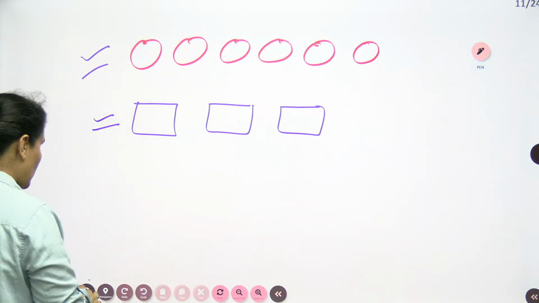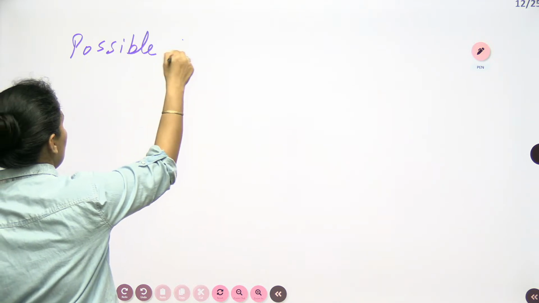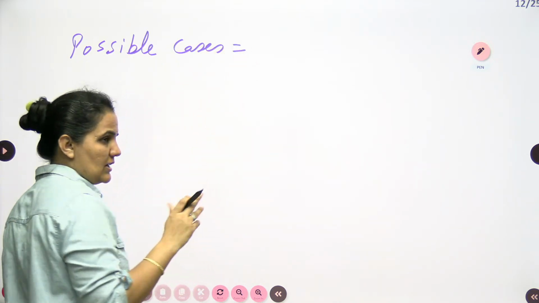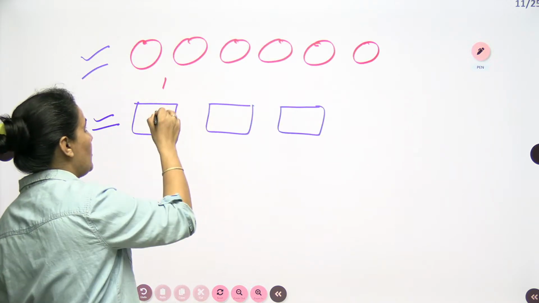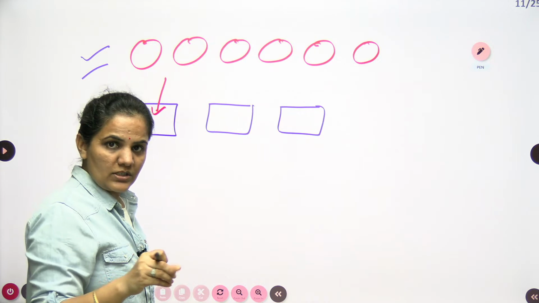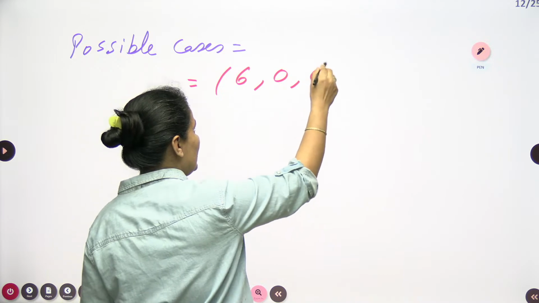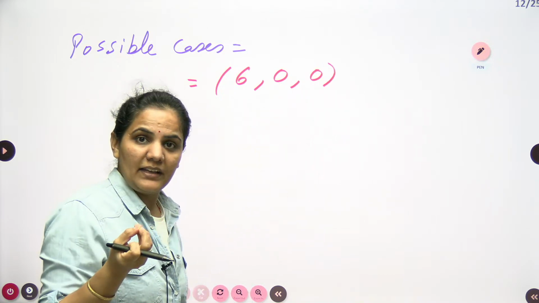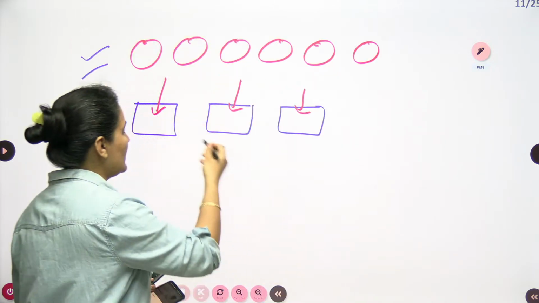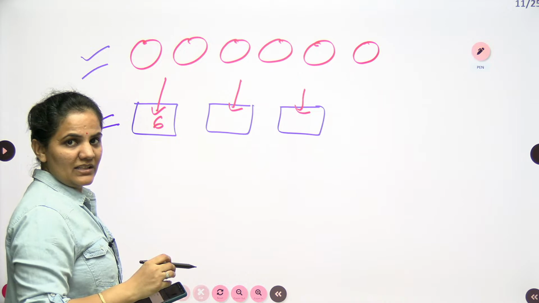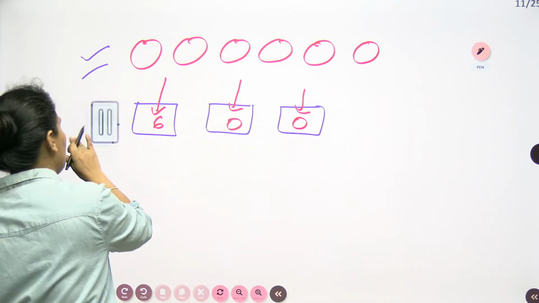So what are the possible cases? Very easily we can write them down. Suppose I have 3 boxes. I can fill all 6 balls in 1 box, and in the remaining 2 go with 0 0. This is possible, because it's not mentioned what the minimum criterion is. You can start from 0, you can go to the maximum also. So in the first box I put all 6 balls, and in the second and third I put 0 0. This will be my first case.